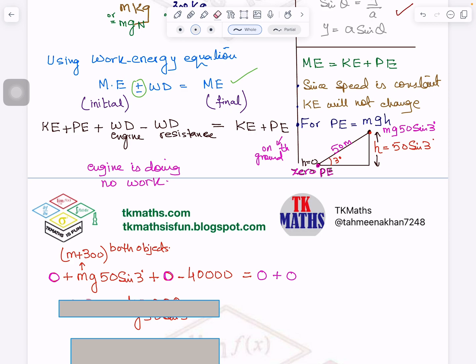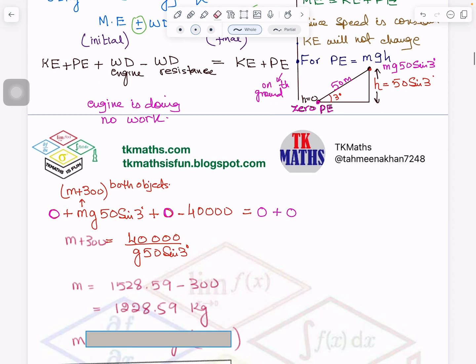By the way, mass I'm writing for both, for the car and for the trailer together. If you write separately, then also it will work, but it's easy to write it like this together. After that, what I have to do now? Simply solve the equation, right? And you will get the value of m. Agreed? No problem. I hope you understood it. And because you write the answer in 3 significant figures, you will write it down like this.